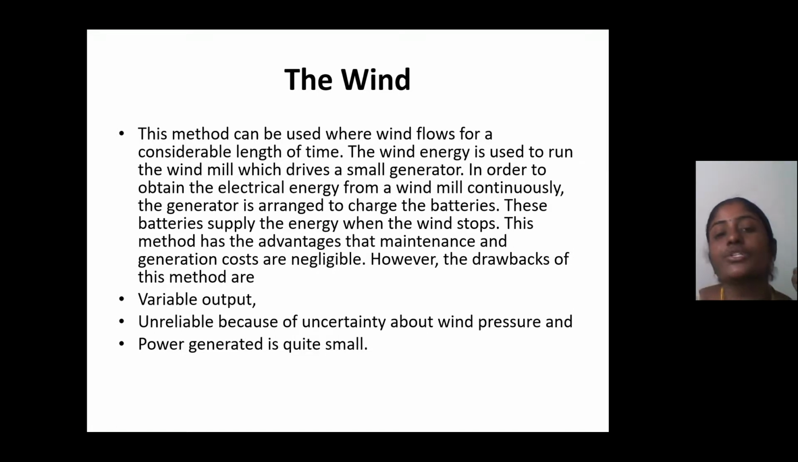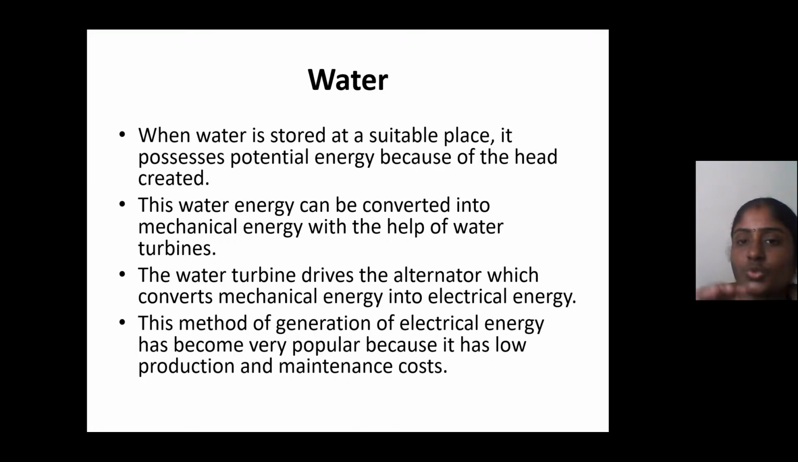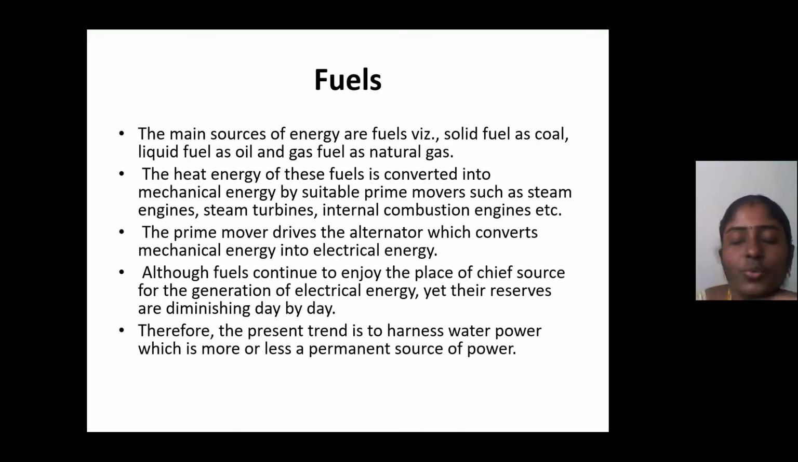The next source is water. When water is stored at a suitable place, it possesses potential energy because of the head created. So mainly we are in need of a dam. This water energy can be converted into mechanical energy with the help of water turbines. The water turbine drives the alternator, which converts mechanical energy into electrical energy. It is one of the very popular methods to receive electrical energy from various sources.